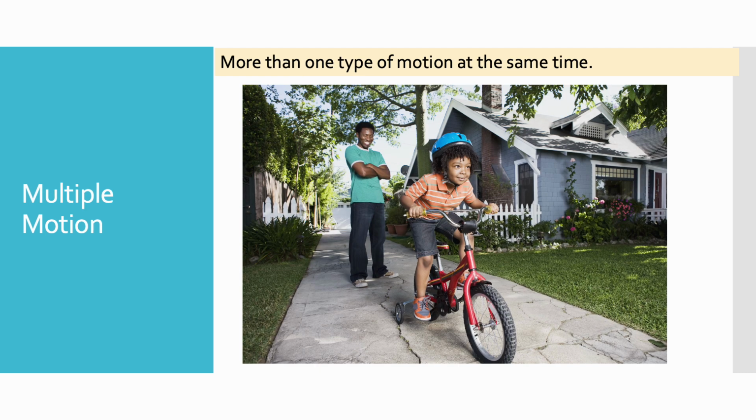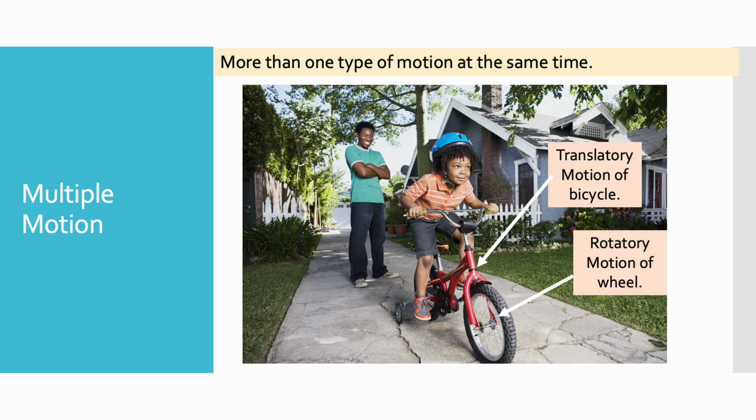Now here is something really interesting. Multiple motion. When an object exhibits more than one type of motion at the same time, it is called multiple motion. Let's look at some examples here. Here is a bicycle. The bicycle as a whole is moving forward. This is translatory motion. But the wheels are spinning. That's a rotatory motion. So we have translatory motion of the bicycle and rotatory motion of the wheels.